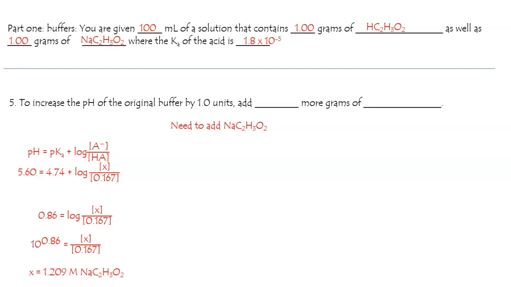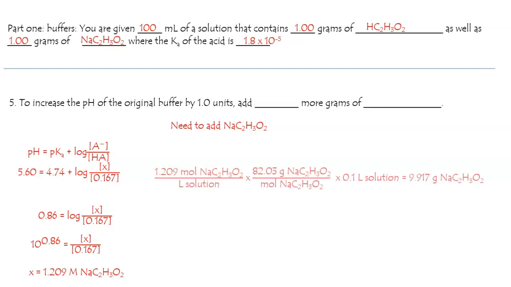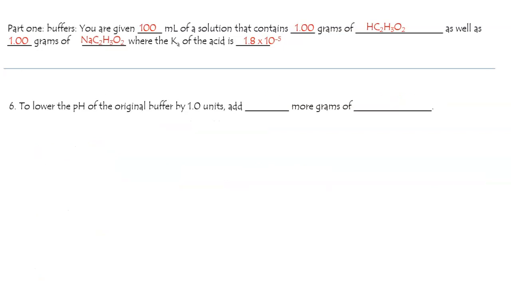Well, why don't we convert that to grams and add it to the 1 gram that we already have? It's 82.03 grams per mole. We have 1/10 of a liter, so we're going to need 9.917 grams in total of sodium acetate. I already have a gram. Add 8.92 grams, and we are good to go.